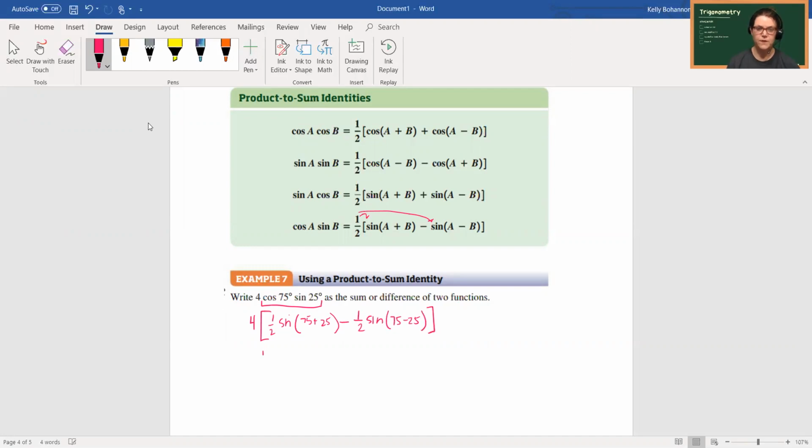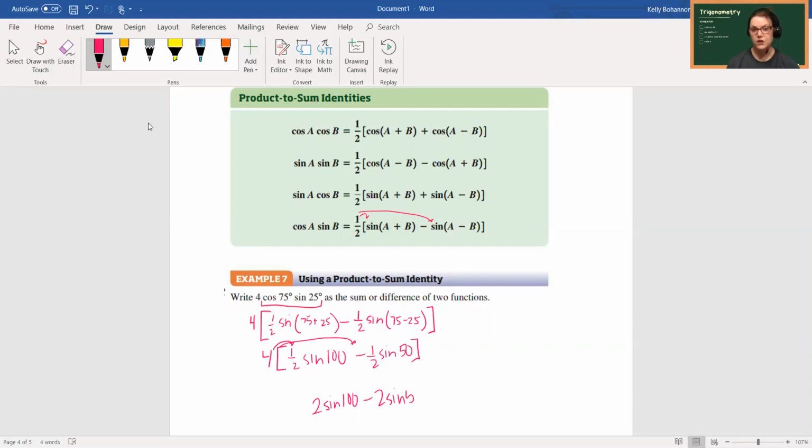So now I'm just simplifying. That's going to be 4, and it's 1/2 sine 100 minus 1/2 sine 50. And then again, I can distribute the 4 to both pieces. And that means I end up with 2 sine 100 minus 2 sine 50.